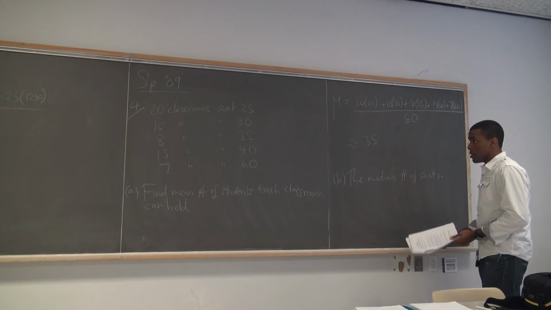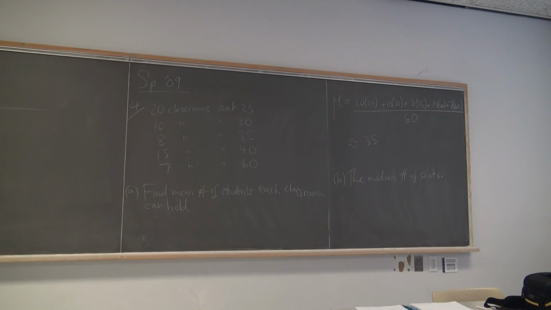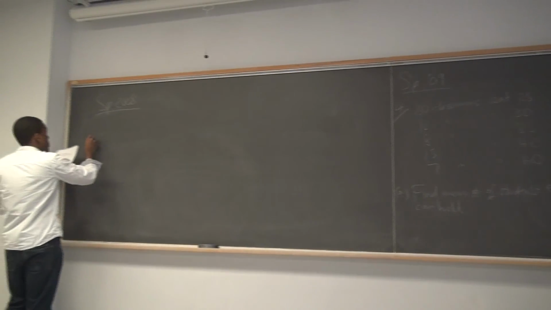So the median, how would you get to the median? 60 divided by 2, 30. And you actually don't have to estimate here because these are the actual numbers. These aren't estimates or bins.